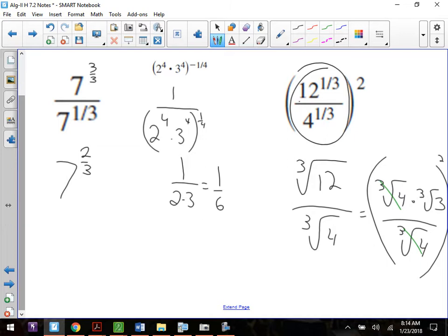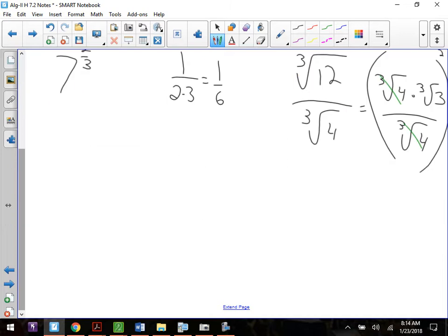So now I wind up with the cube root of 3 squared. Now, how would I rewrite that as a fractional exponent? 3 to the 2/3, very good.